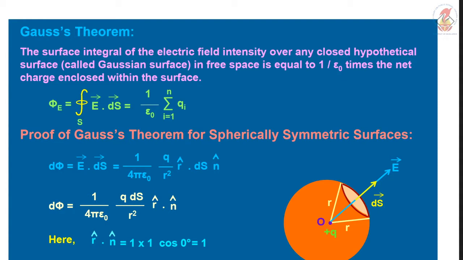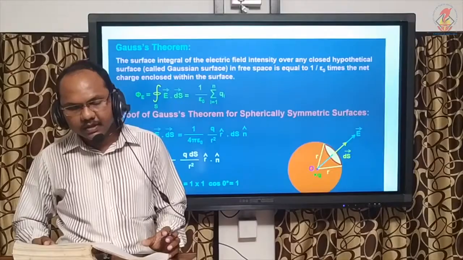Just now we have studied how to calculate the flux. Flux can be calculated by phi is equal to the surface integral of vector E dot vector dS, and that can be given as 1 by epsilon 0 times the total charge. Total charge is written as sigma qi. So in short, we can write phi is equal to q by epsilon 0. That is the simplest form of representation. Phi is equal to q by epsilon 0.